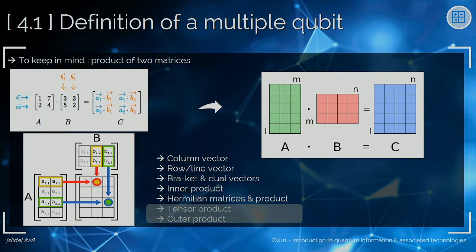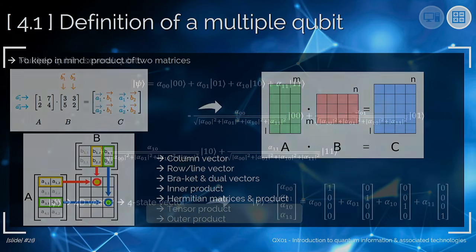But I can flip it, and I can have this operation, which we call the outer product. We'll see that later on. You can already think of what that would do. Right, so let's talk about the tensor product first.